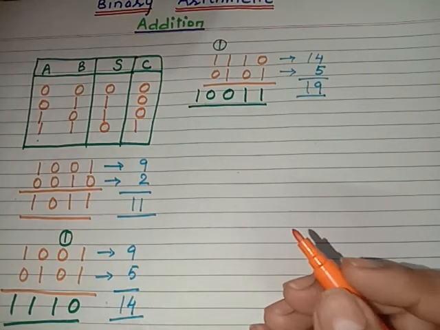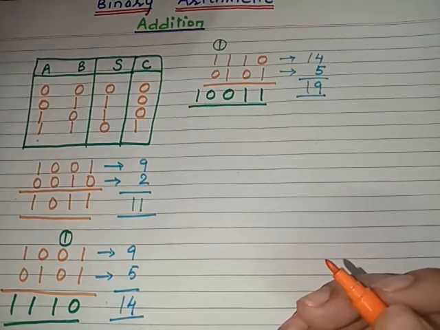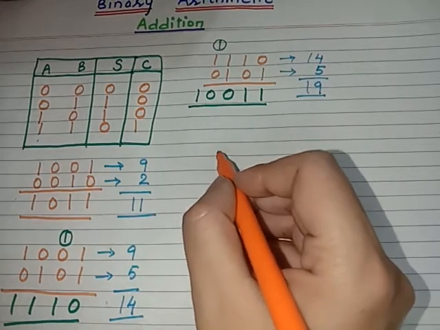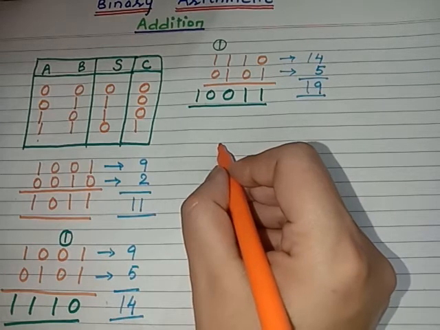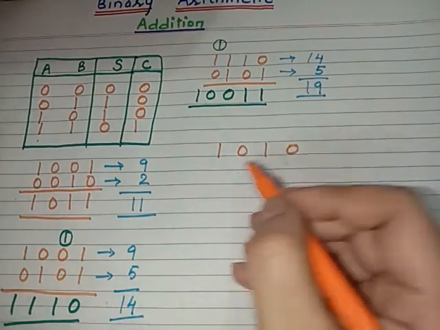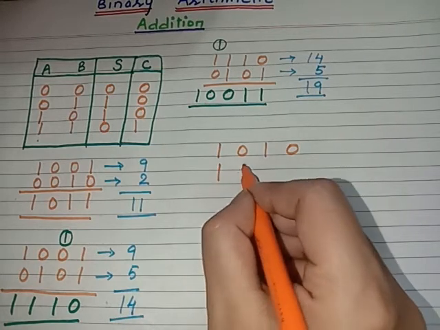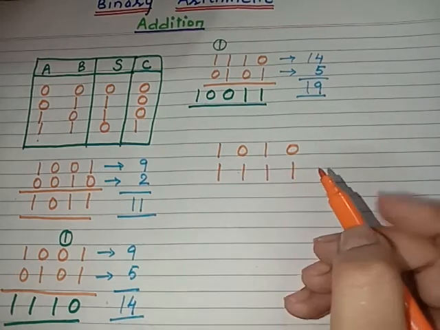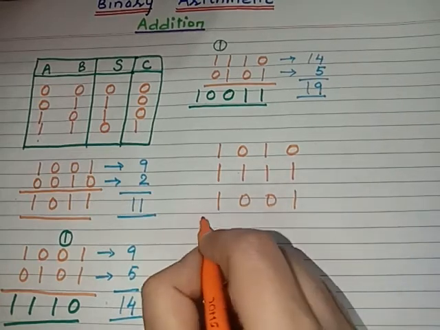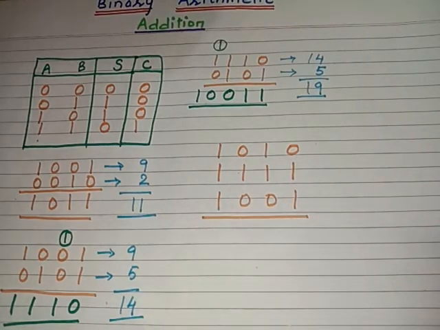Now taking one more example. Suppose we are going to add 3 numbers. 3 numbers means we are having numbers like 1010. After that, the second number is suppose 1111, and the third number is 1001. Now we have 3 numbers. Then the same process we are going to follow.